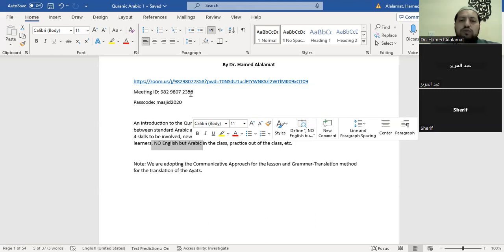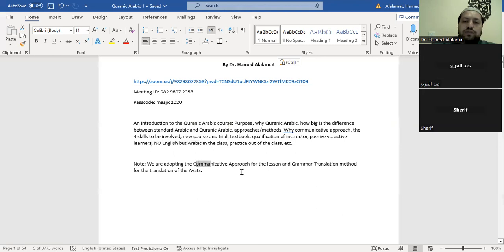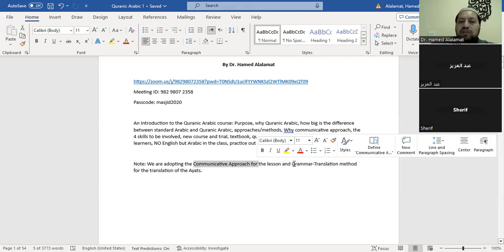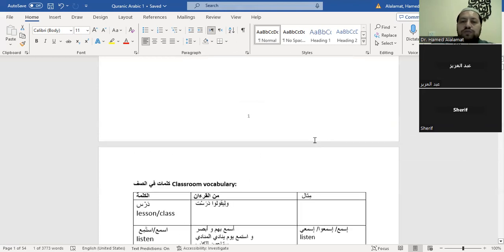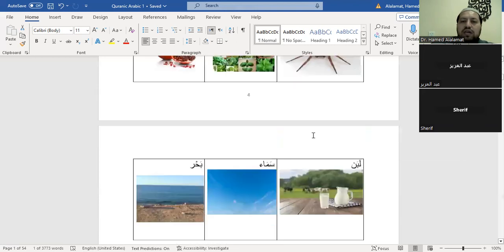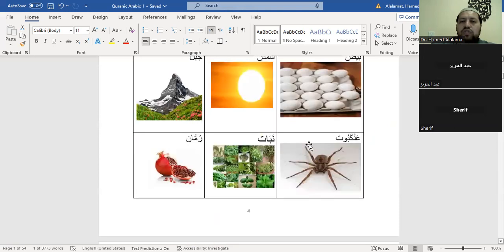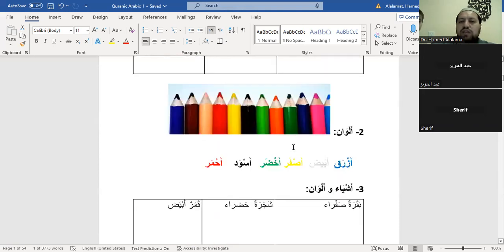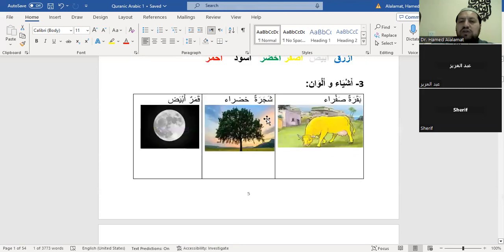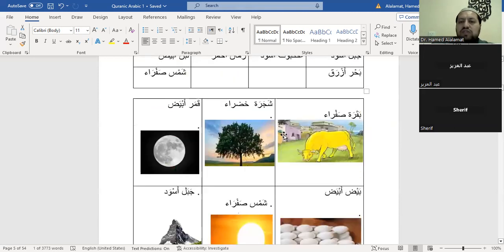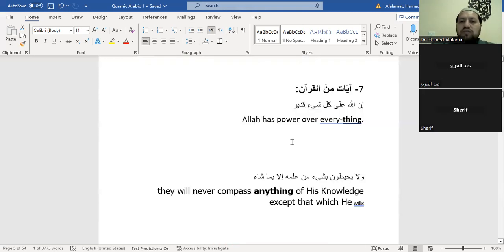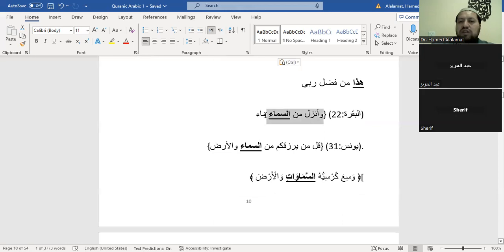So again, to summarize, we'll be using the communicative approach. And at the very end of the class, we'll take the grammar translation method. Let me show you. Here, this is the communicative approach. So we have Arabic, just Arabic, and the colors. Then you have, like, baqara safra. We put the name and the adjective, and some exercises here. You do exercises. Then we move to the last part of the class. Then we have some ayat from the Quran. That will be the grammar translation method.